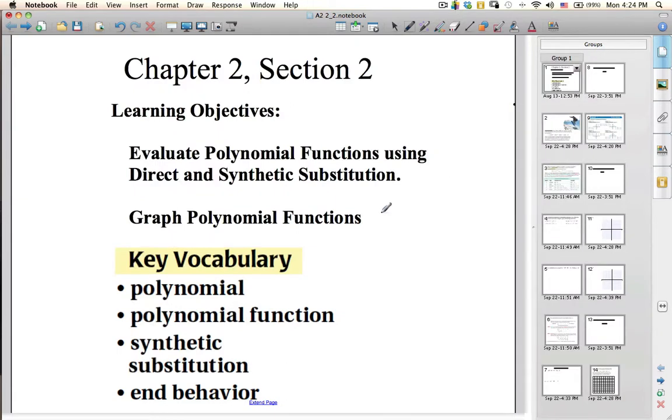Then we're also going to work on graphing polynomial functions. So you've graphed linear functions in Algebra 1, you've graphed quadratic functions so far in this course, and now we're going to move on to graphing higher degree functions.